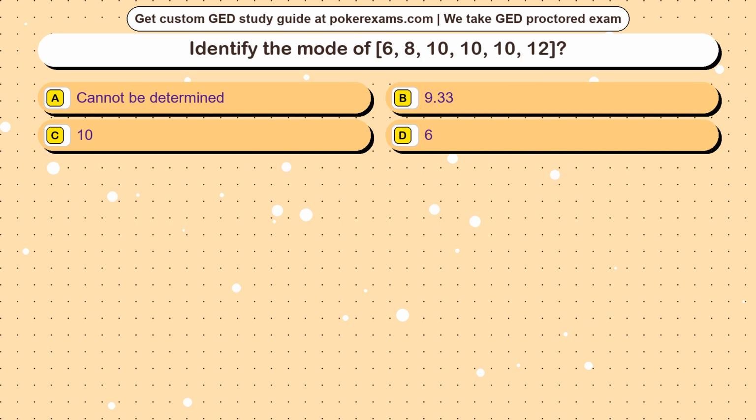Question 15. Identify the mode of 6, 8, 10, 10, 10, 12. Option A, cannot be determined. Option B, 9.33. Option C, 10. Option D, 6.